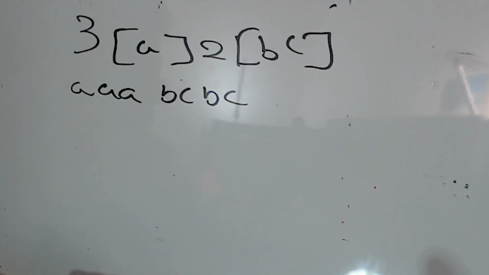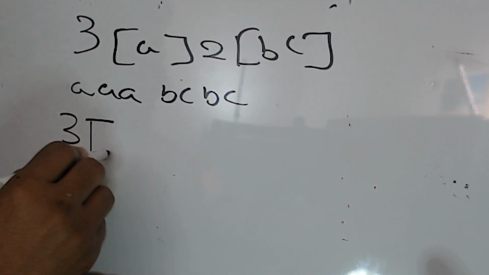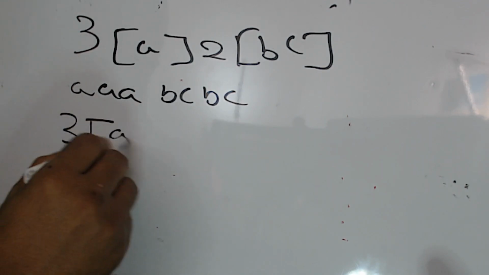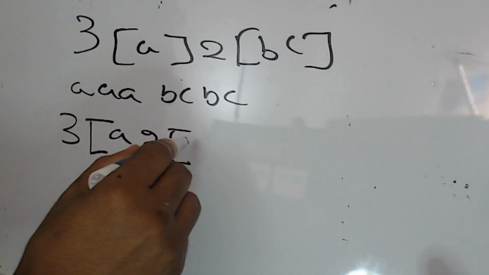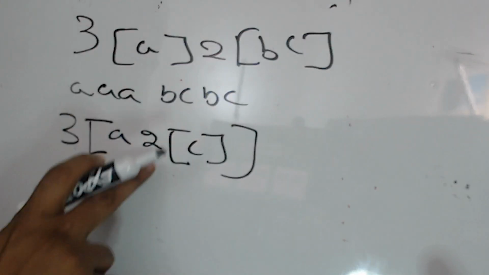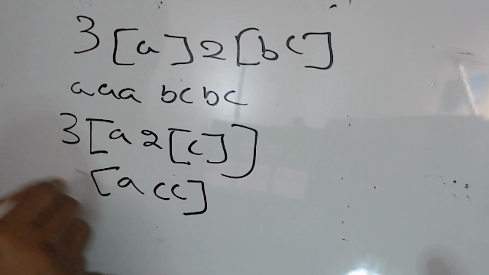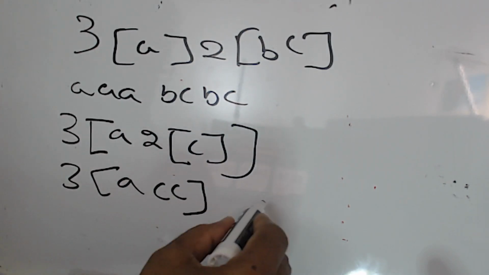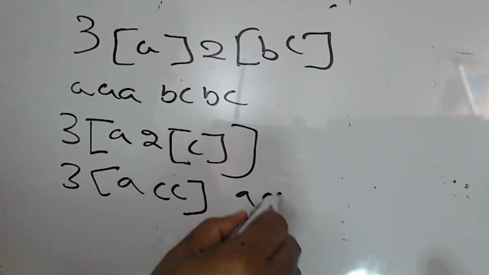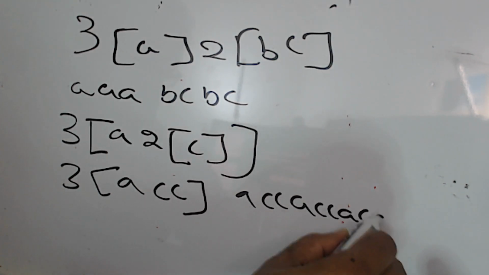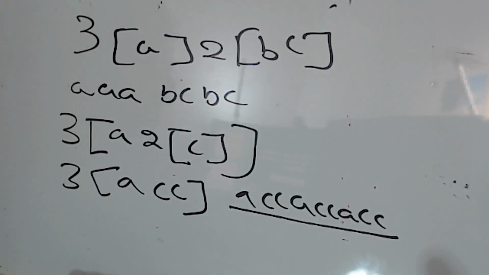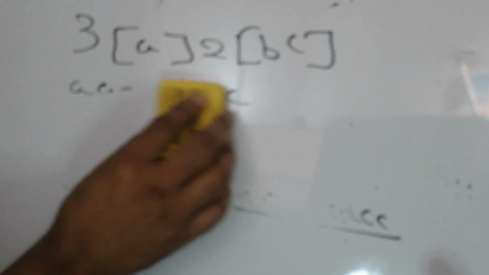Now let's consider another example, that is 3[a2[c]]. So now there is 2[c], so this will become acc, then there is a 3, so finally it will become accaccacc. So this is the decoded string. Whenever we see this kind of brackets, there is a hint that we can use a stack. So let's see how we can solve this using a stack.